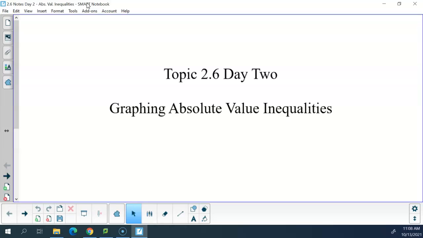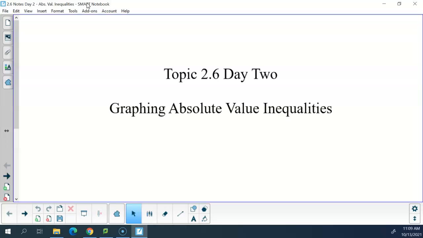Right. So we are going to be graphing absolute value inequalities today, which is very much similar. I shouldn't say the same. Almost the same. Similar to graphing linear inequalities. So it's very much similar.